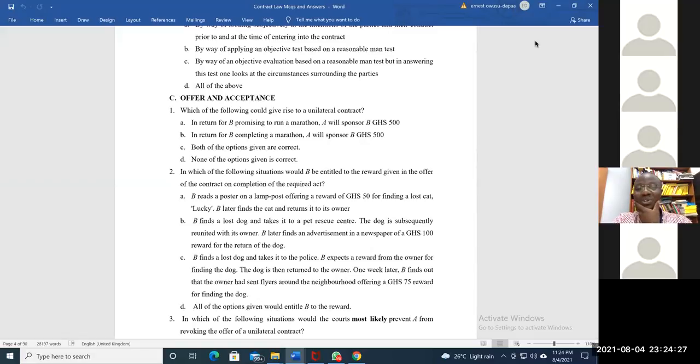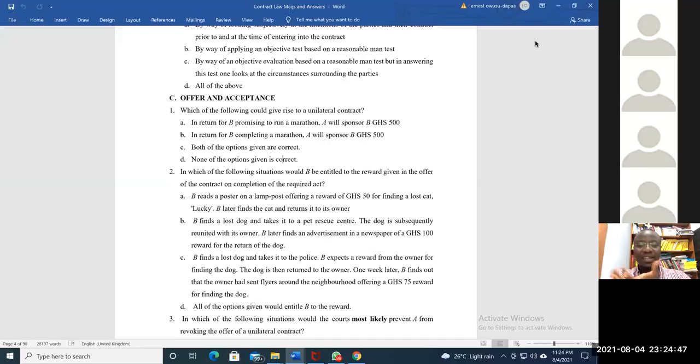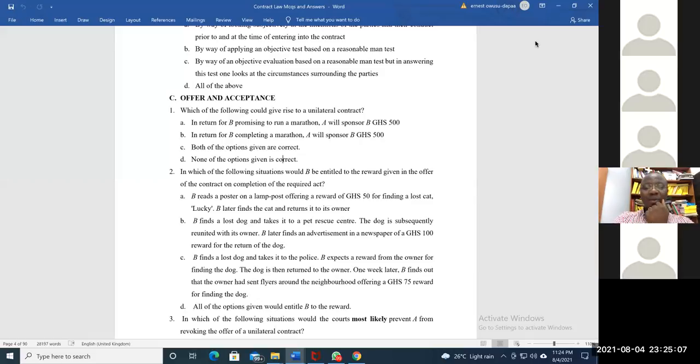Okay, so you understand that in return for completing a marathon is not necessarily the fact that B has completed the marathon already, and then A is promising to provide the sponsorship. If that is the understanding of the expression, the English construction, then you are right. But on the other hand, if you're understanding it to mean that B has completed a marathon, and then in response to that, A is promising to sponsor B, then we'll go for D.